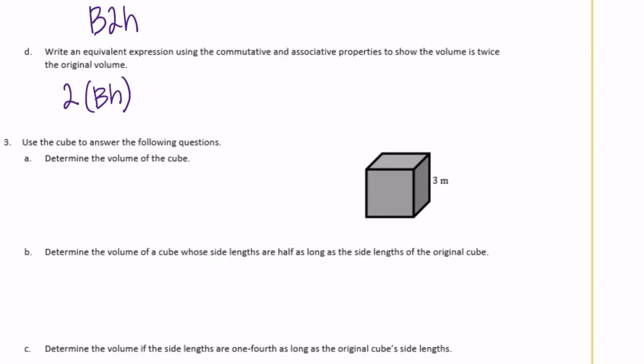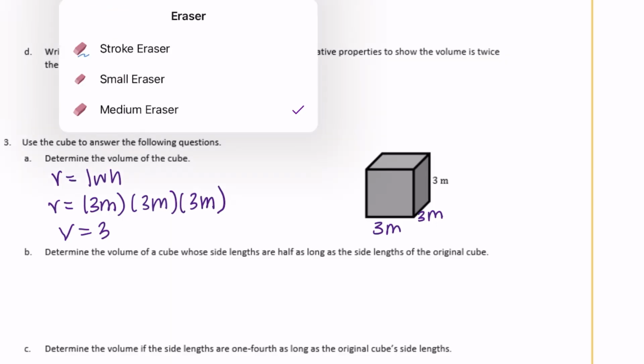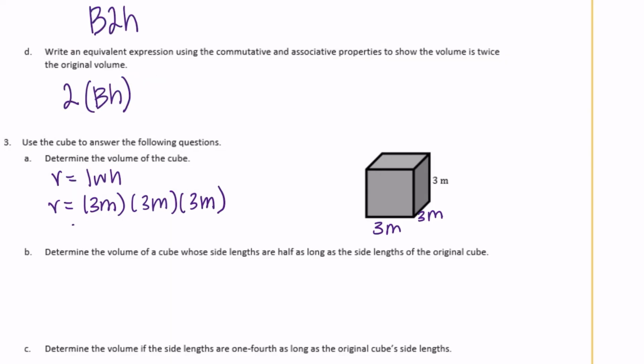Number 3, use the cube to answer the following questions. Determine the volume of the cube. Remember, the volume of the cube is the same distance all the way around, same length, width, and height. So the volume is length times width times height. So the volume of this would be 3 meters by 3 meters by 3 meters. So 3 times 3 times 3. 3 times 3 is 9. Times 3 would be 27 meters cubed.